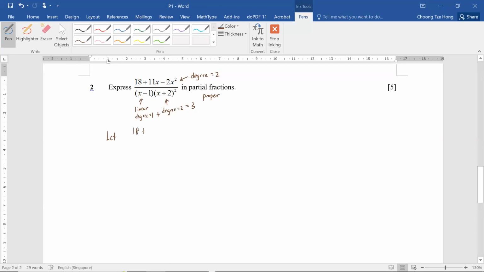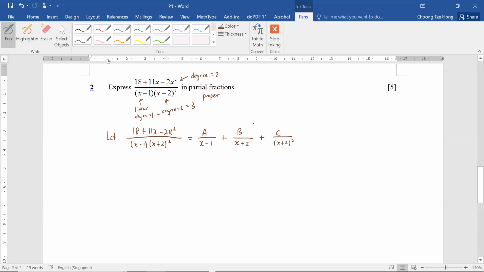Let (18 + 11x - 2x²) / ((x - 1)(x + 2)²) equal the partial fractions. How are we going to break this up? We have a linear factor, so it's going to be A over x - 1. Do you recall how we deal with repeated linear factors? For the first one we do it without the square, then the third constant, C, will be with the square. I hope you have managed to recall this.